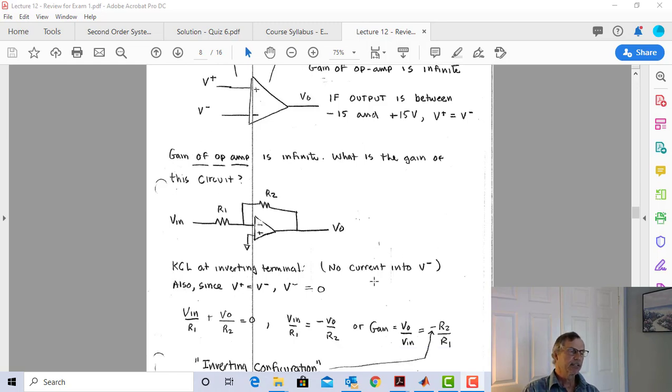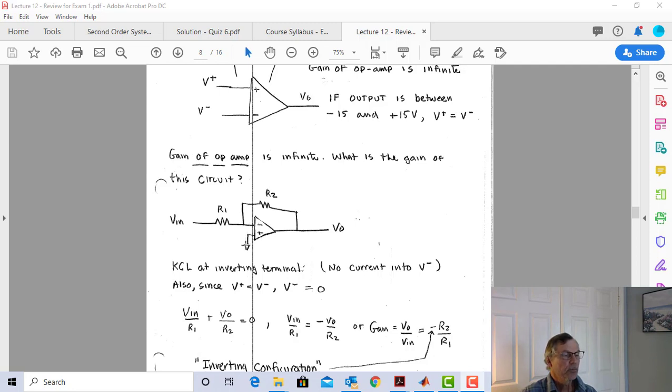So let's do KCL at the inverting, that's the negative, terminal. And we know that we have no current into V minus. And also we know that since V plus is equal to V minus, V minus is going to be 0.